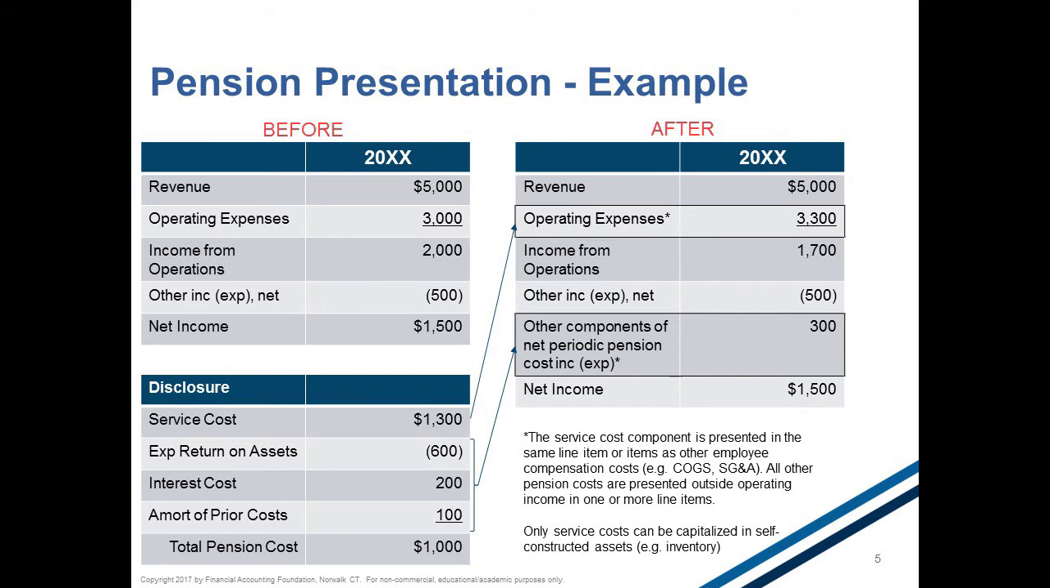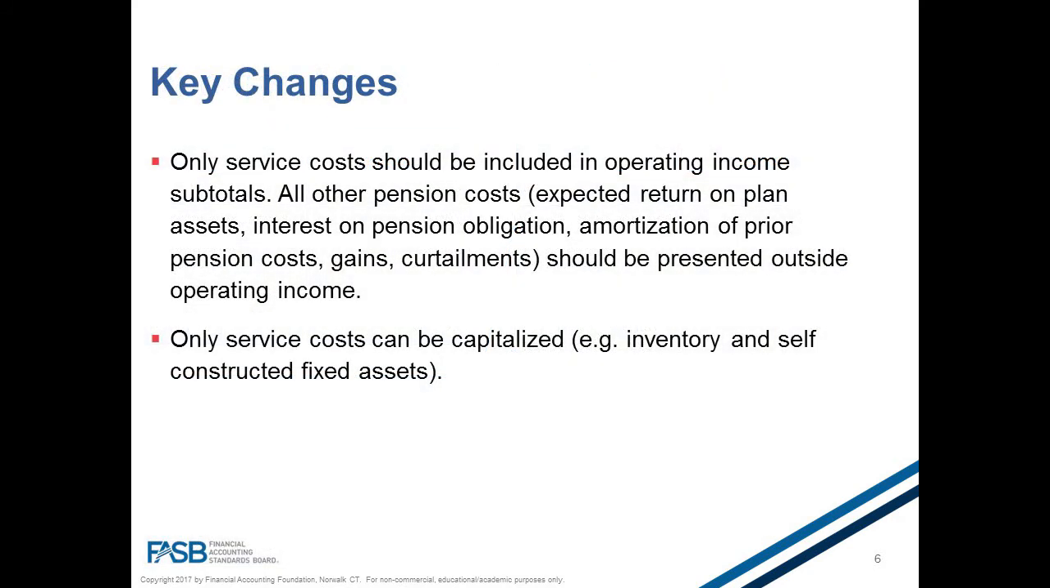So are there any other impacts as a result of the new guidance? So the board also made a decision that only service cost can be capitalized into assets like inventory or a self-constructed fixed asset. To the extent other pension costs were previously being capitalized into assets, those costs will now be immediately recognized, and as I mentioned, those will be recognized and presented outside of operating income. Oh, that's an interesting change. Are multi-employer plan costs impacted?